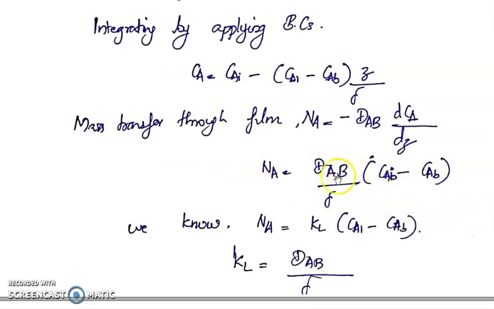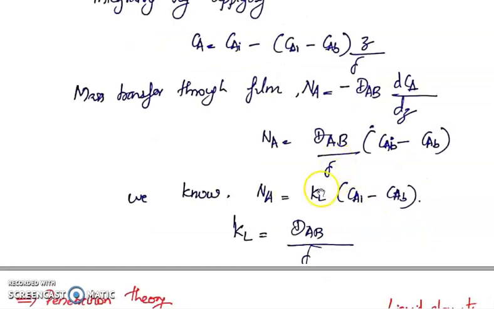So now let's compare this equation with the expression for flux using mass transfer coefficient. We know flux NA is equal to KL into (CAI minus CAB), the mass transfer coefficient into concentration difference. So comparing these two, we will get KL, the mass transfer coefficient, is equal to DAB by delta. That is the value of diffusivity divided by delta, the thickness of the stagnant film.